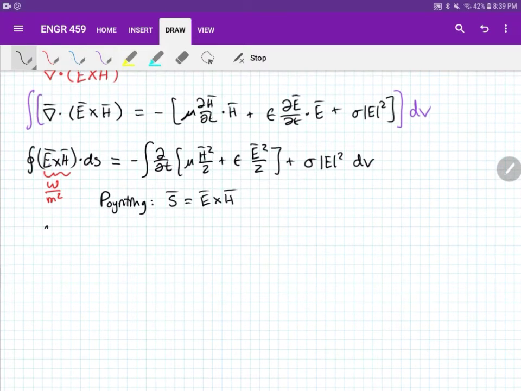So now we have the surface integral of the Poynting vector is equal to the negative volume integral of this side.